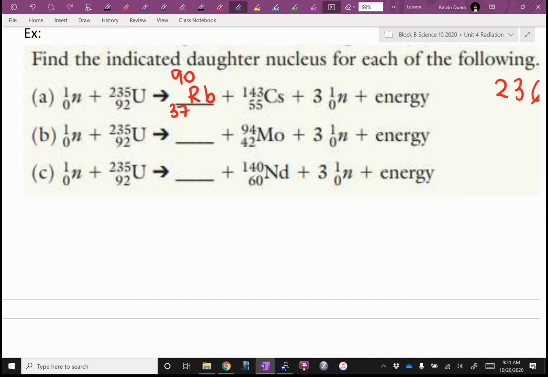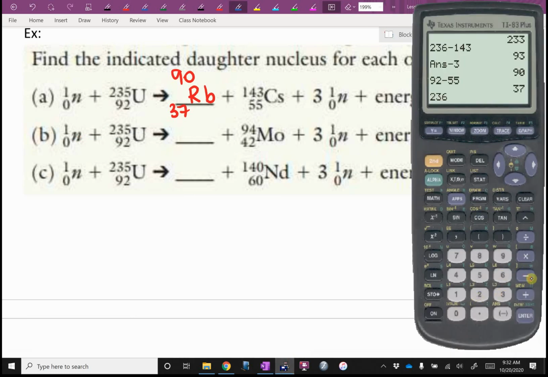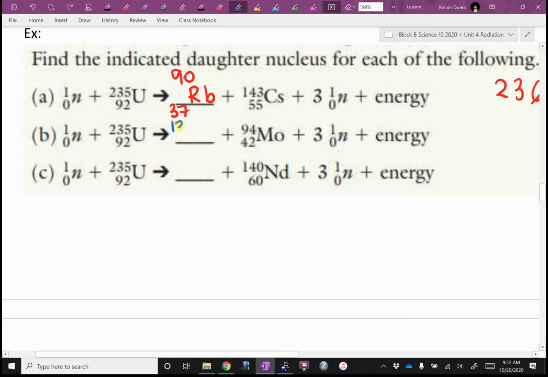Let's do B. Here's another nuclear reaction that can occur. Again, we're starting out with a total mass of 236. So what's my total mass going to be at the end? 236. So on my calculator, if I go 236 minus, I have 94 in the molybdenum, right there. And then it looks like I also have 3 neutrons, so that's 3 times 1, a mass of 3. How much mass do I have left over? So that's going to be a mass of 139.